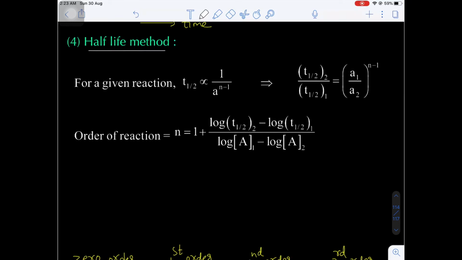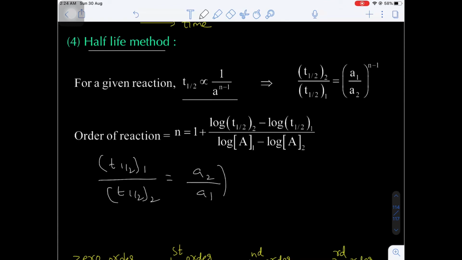Now we know in nth order kinetics, I told you half-life is inversely proportional to initial concentration to the power n minus 1, or directly proportional to concentration to the power 1 minus n. Let's suppose we have two half-lives, the first half-life and the second half-life. Let's suppose initial concentration A1 and initial concentration A2, two different initial concentrations according to which there are two different half-lives.